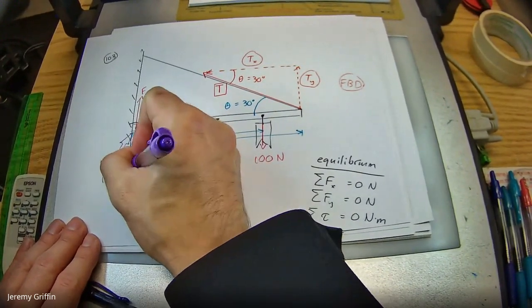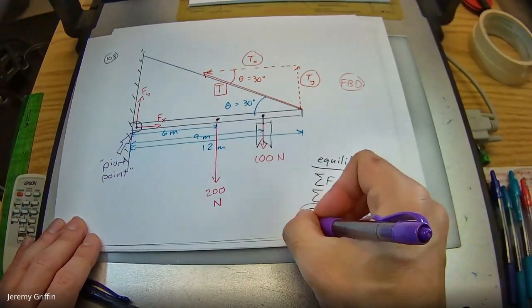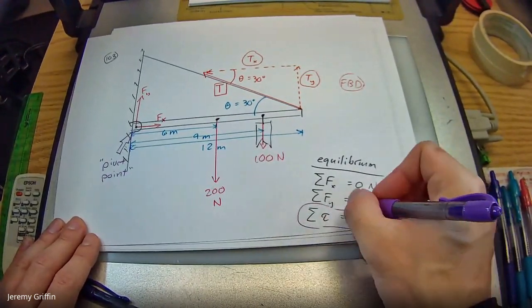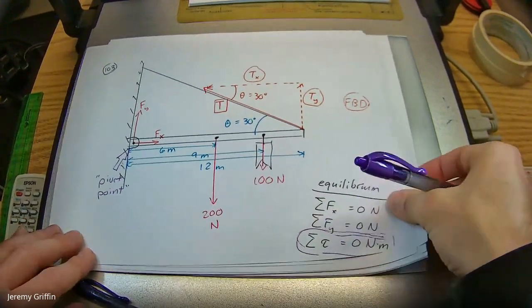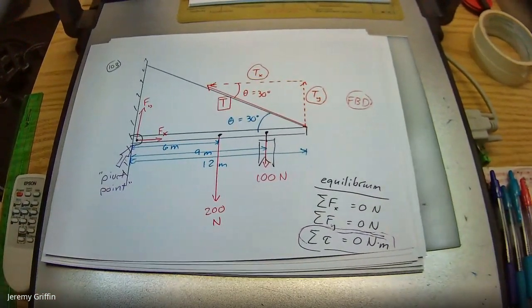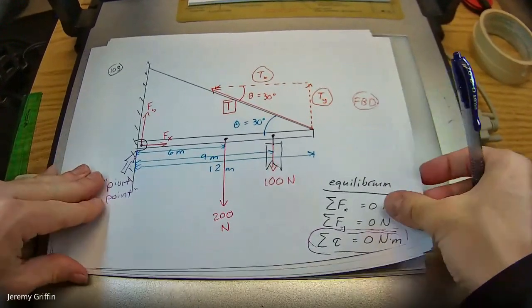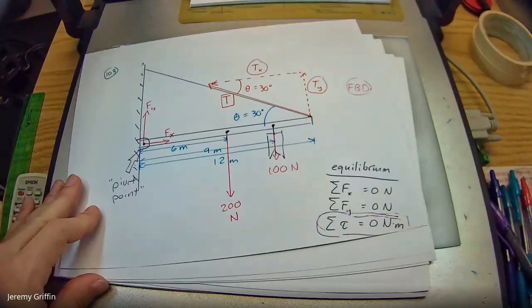And we're going to sum the torque about that pivot point. Take this last condition for equilibrium right here. The sum of the torque has to go to 0. Okay. You guys ready for that? And so that's the setup. And here we go.